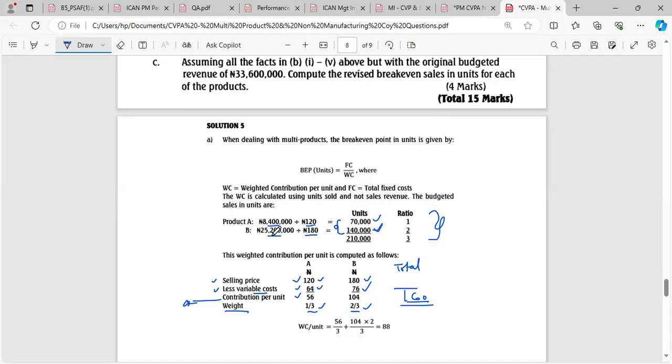Okay, so in this case, we are computing in units. That is why I'm going to make use of my unit part to compute for the ratio of my weight, which is this. How do we get this figure? Forget about how the figure was gotten.